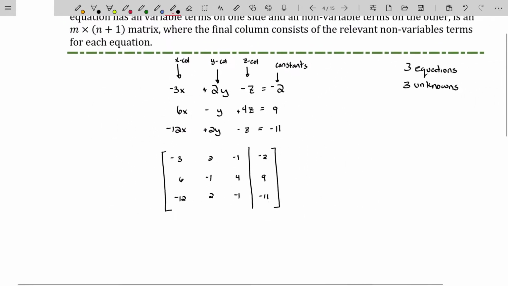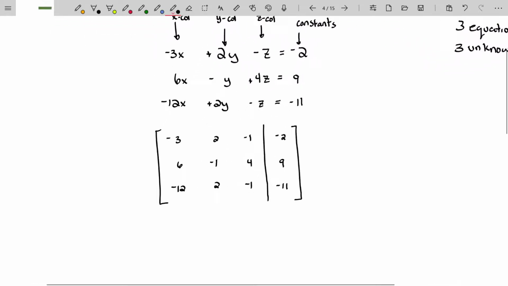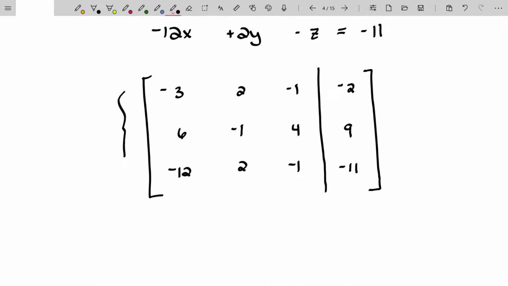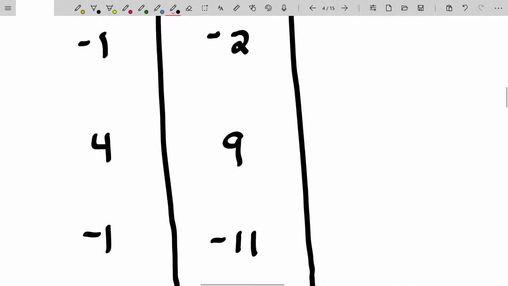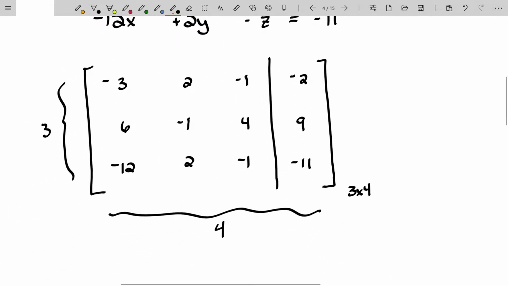Also note, we had 3 equations and 3 unknowns, yet this is not a 3 by 3 matrix. It's a 3 by 4 matrix. And that is because we added an extra column for the constants on the right hand side. And that augmented column grows the number of columns by 1. So normally with 3 rows and 3 columns, you have a 3 by 3 matrix, but with our column of constants, that adds just 1 more to this matrix. So this is the augmented matrix for that system of equations.